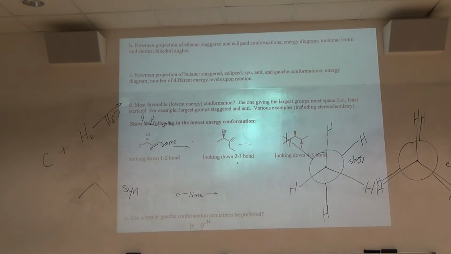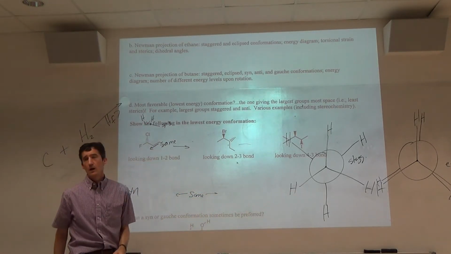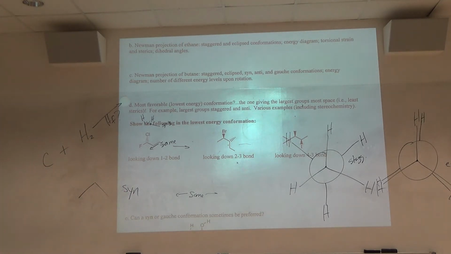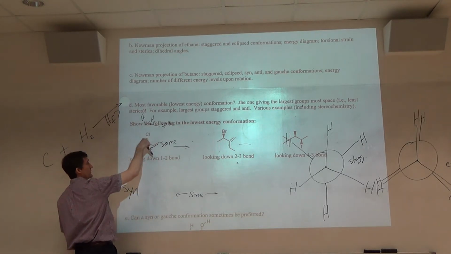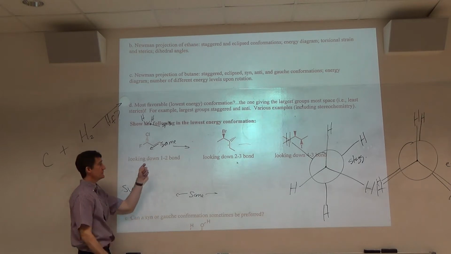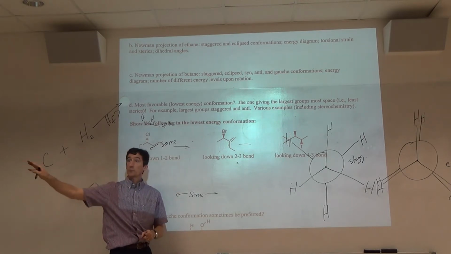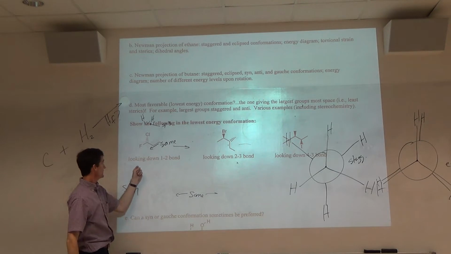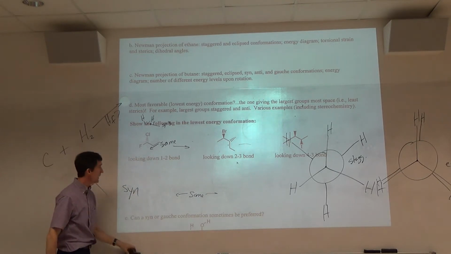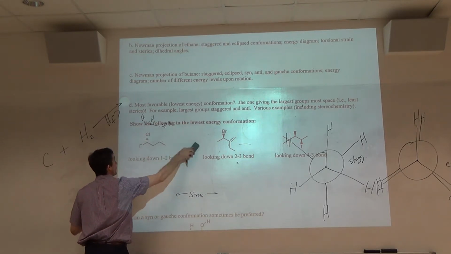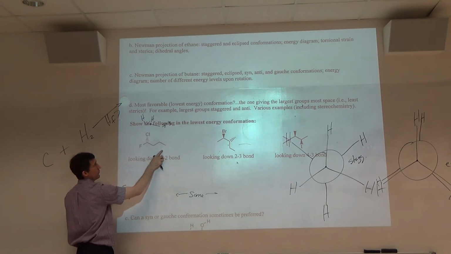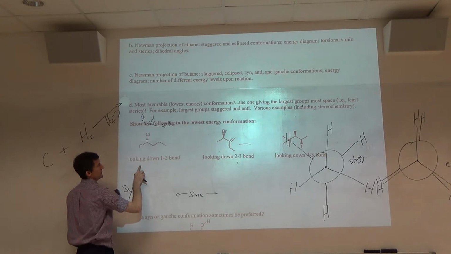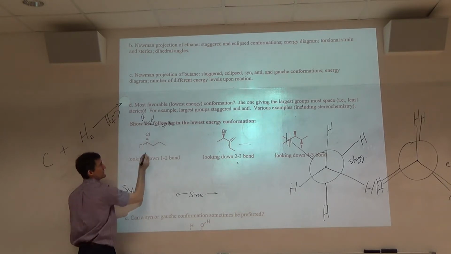Right here: show the following in the lowest energy conformation. When you're dealing with alkanes and conformations, you're showing Newman projections. The basic question is, show this in the lowest energy Newman conformation. You guys on the left do the first one. You guys on my right do the second one. It gives you some directions: looking down the 1-2 bond. What's the 1-2 bond? Well, you have to know. This is a butane. Which carbon is 1? Right or left? The left. That's where your two subs are.